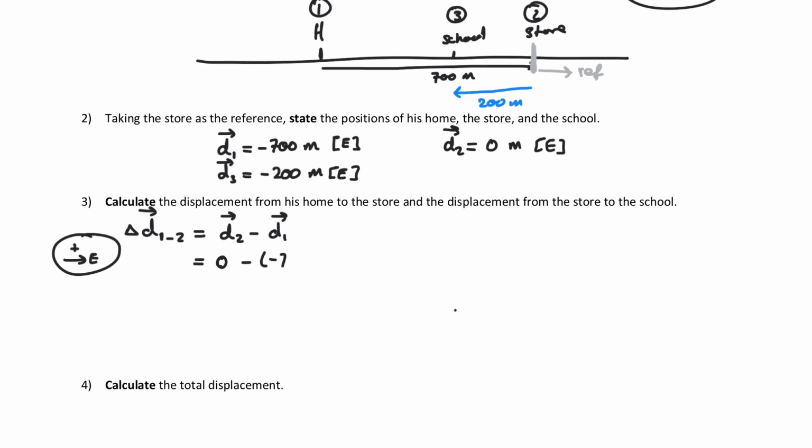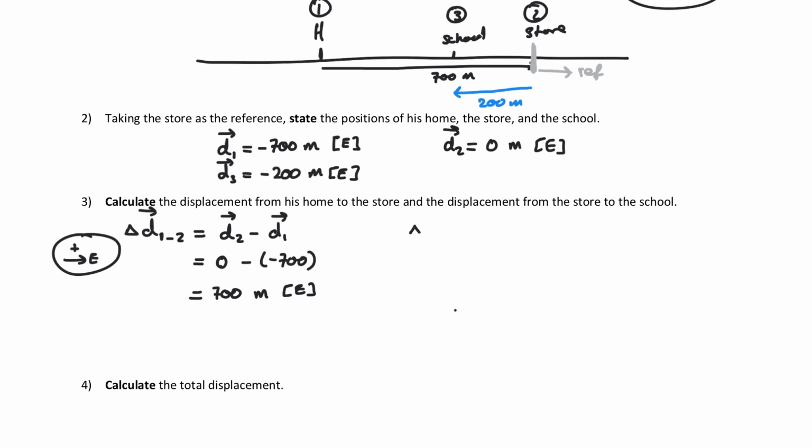Since 0 meters east is just no direction, I'm going to subtract the first one here, negative 700. If you're having trouble following this, just make sure that you look at the vector video, and that should clear things up. We got 700 meters, and my sign convention is positive in the east direction, and that would mean the displacement from 1, which is home, to 2, which is the store, is equal to 700 meters in the east direction, and that makes sense. My vector shows that as well.